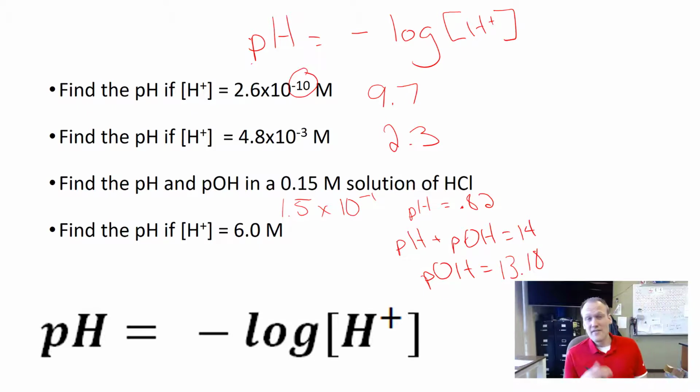This last one is a very concentrated acid, 6 molar. If we punch this in, we will actually get a negative pH, which is possible. Remember, the pH scale is all based on the power of 10s, so if something gets concentrated enough with H plus ion, it will become a negative pH.